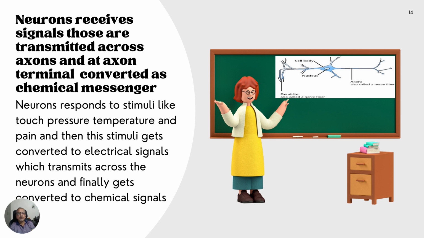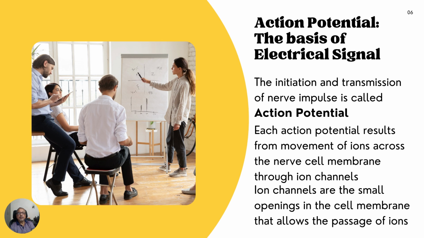Neurons respond to stimuli like touch, pressure, temperature and pain, and these stimuli get converted to an electrical signal, which is transmitted across the neuron, and finally gets converted to a chemical signal at the axon terminal. So now, the action potential is the basis of this electrical signal. Let us understand the details of the action potential.